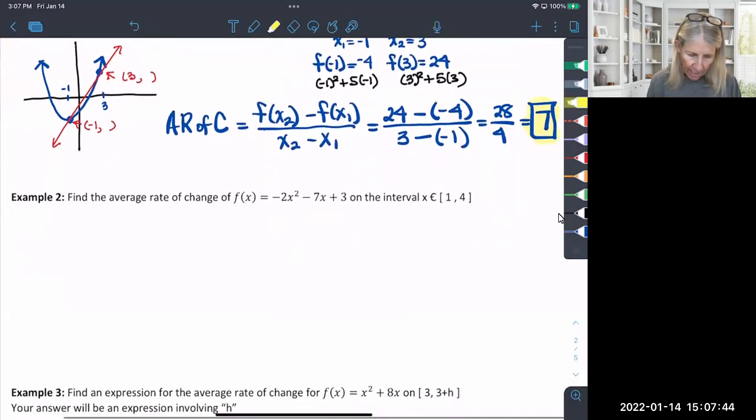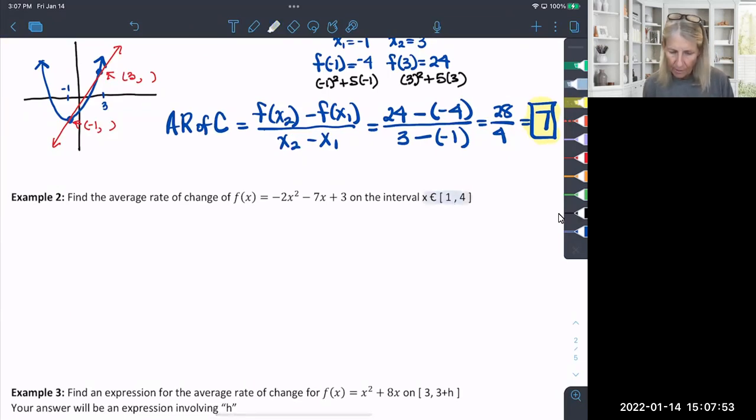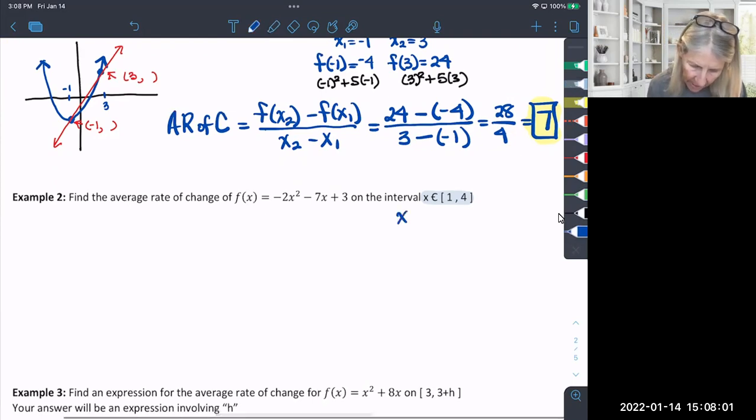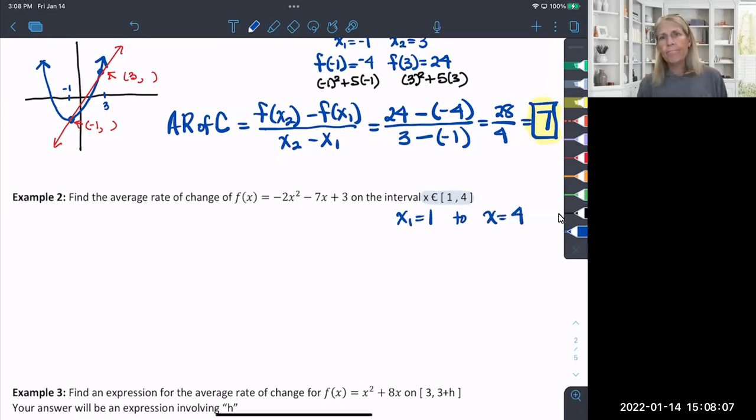Find the average rate of change of this function, negative 2x squared minus 7x plus 3, on this interval. So they give me the x values in a little different form here. They say from x is 1 to x is 4. So keep this in mind, they're saying the x value of 1 to the x value of 4. Okay, so just giving interval notation.